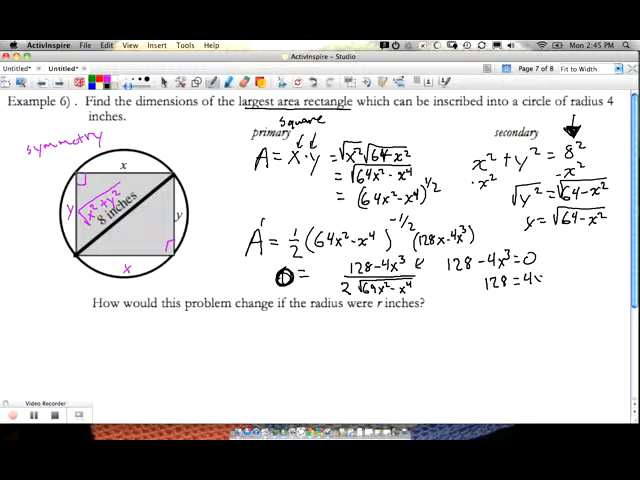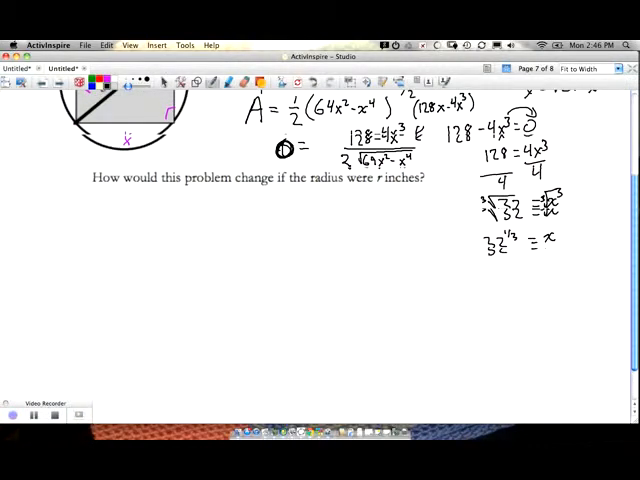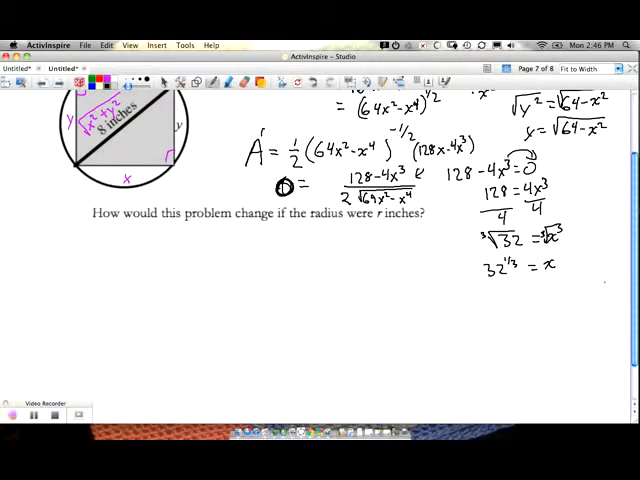If I were to do some algebra, 128 equals 4x cubed, if I move this over here. Divide both sides by 4. That gives me 32 equals x cubed. Go ahead and do the third root, or 32 to the 1/3 power, so 32 to the 1/3 power equals x. So what would y equal? That's kind of interesting. Is that right? What's going on there? Something seems a little bit off.